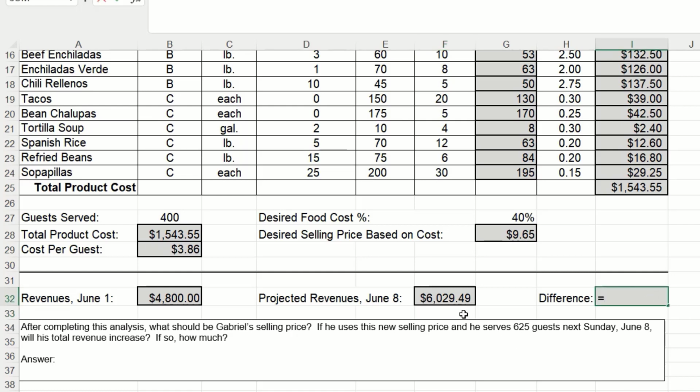So that would be a difference of, let's take our revenues, our June 8th ones, subtract out June 1st. Okay, so that's a difference of $1,229.49 in revenue. Okay, so what should his selling price be? I would go for the $9.65. I'd probably go as high as 10 just because it's a rounder number. Because he will see an increase in revenue because he should see an increase in volume.